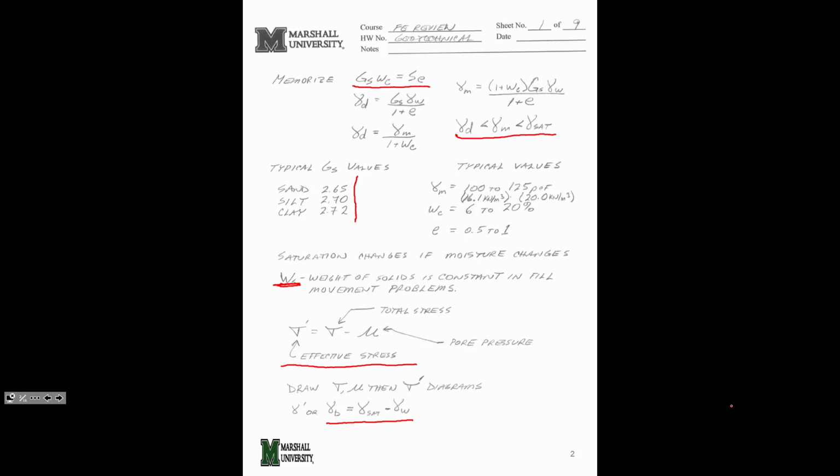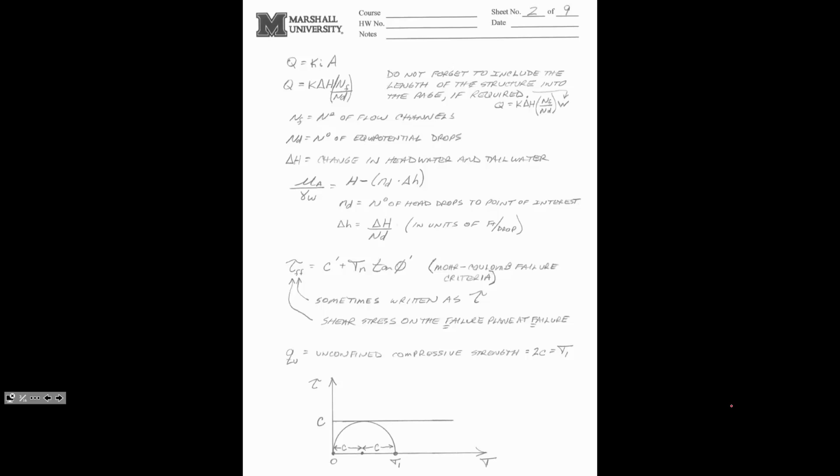Some people call that gamma prime. Some people call that gamma B. You just got to go with whatever's in the book. And we'll get back to the book. There's some nomenclatures in the book different than what we learned in class. And we'll go through those so you make sure you know the difference.